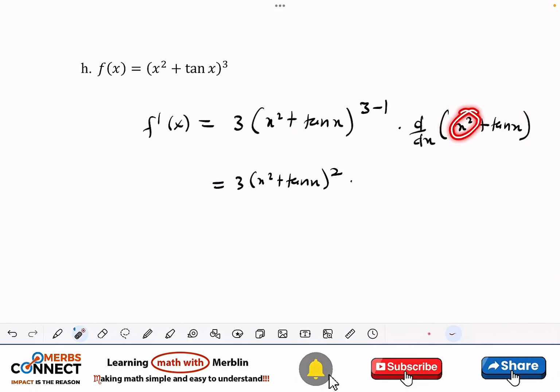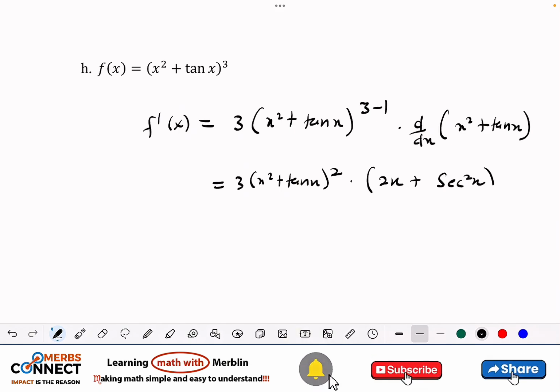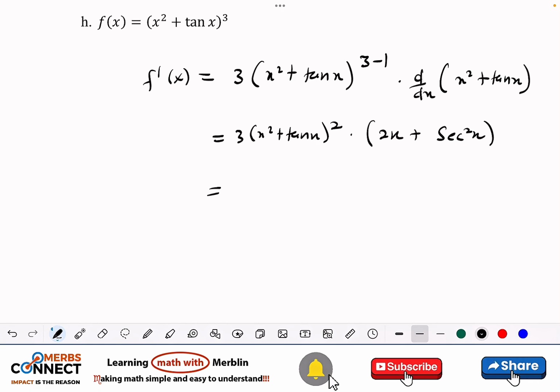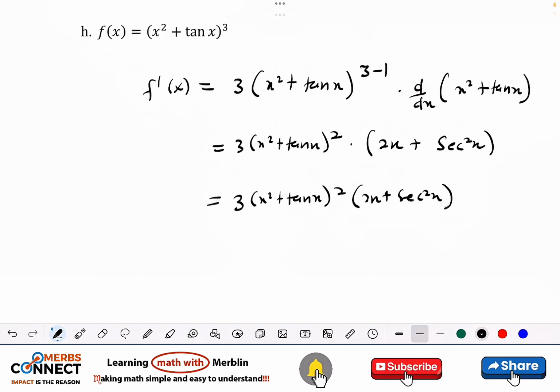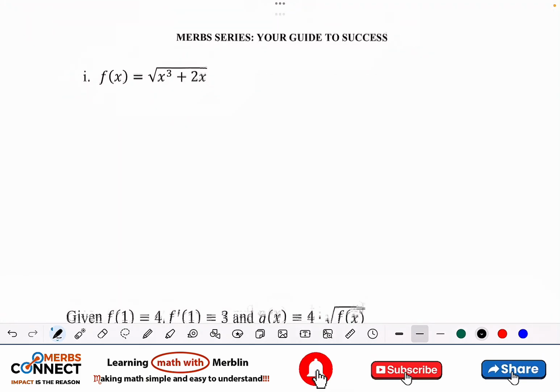When I differentiate x squared, what am I going to get? 2x. Plus, when I differentiate tan x, what am I going to get? I'm going to have sec squared x. So basically this is the final result that we are going to get: 3 (x squared plus tan x) squared, times (2x plus sec squared x). Very simple. So I have another example again.